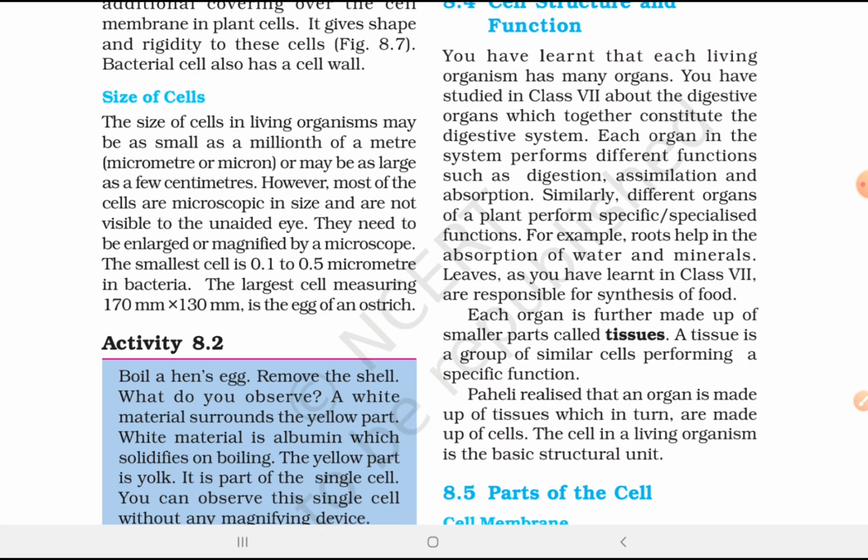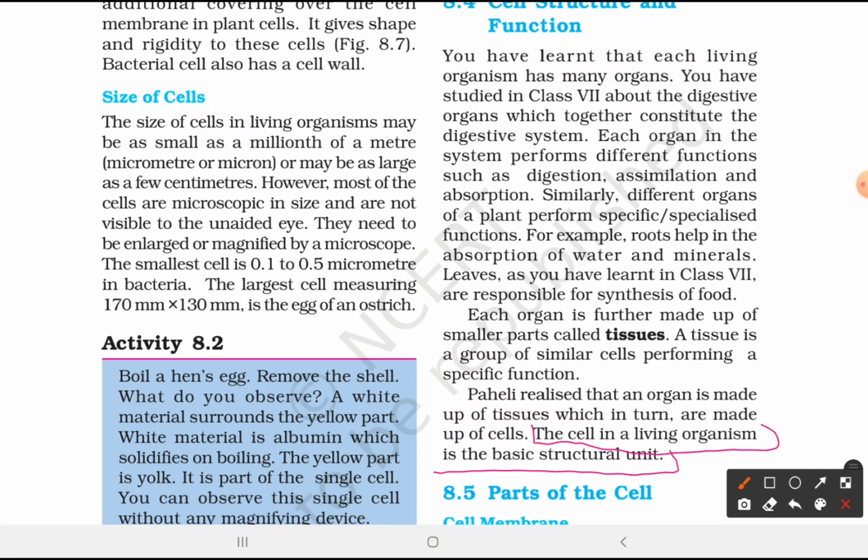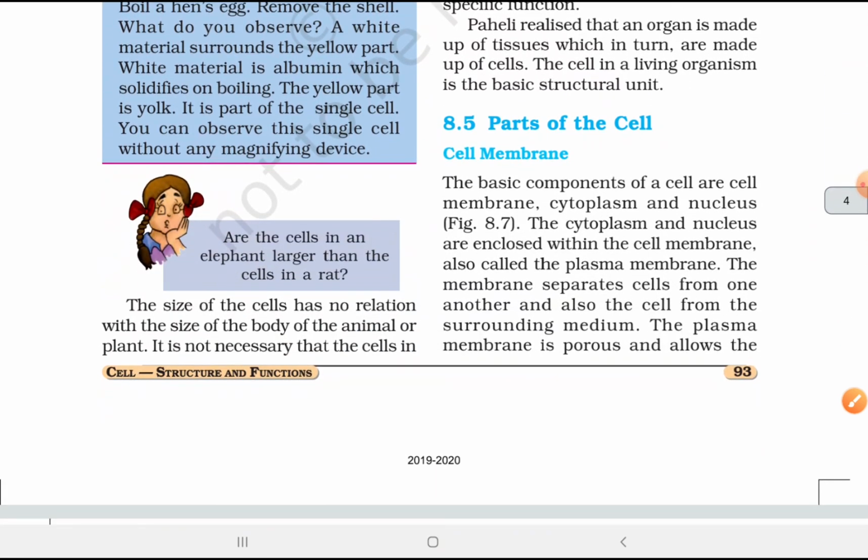Each organ is further made up of smaller parts called tissues. A tissue is a group of cells performing a specific function. Paheli realized that an organ is made up of tissues, which in turn are made up of cells, and the cell in a living organism is the basic structural unit. Parts of the cell. Cell membrane.